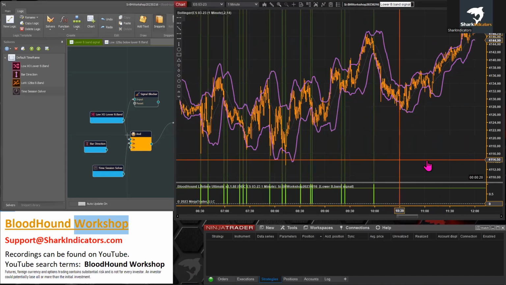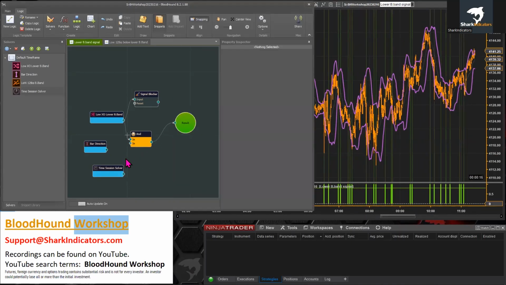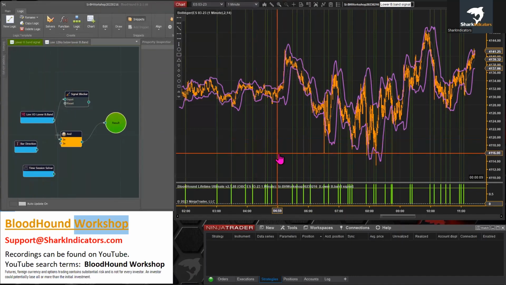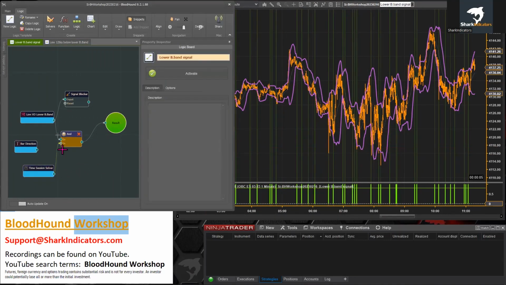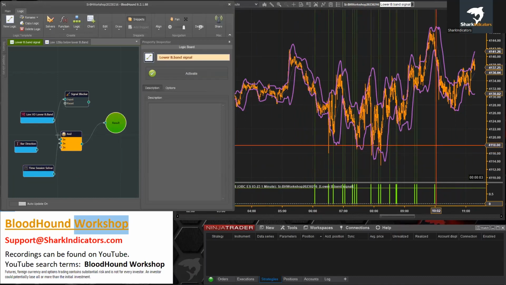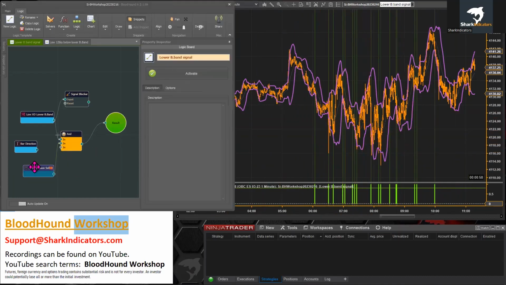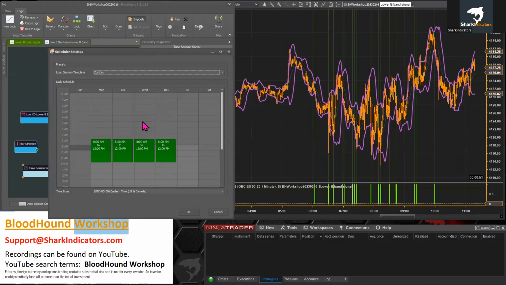All right, so there we go. Lots of signals, and then I connect in the time session solver, and there you go. Now my signals are all restricted. And Blackbird has a scheduler as well. It has a scheduler that looks just like this, so you can set it up the same way.